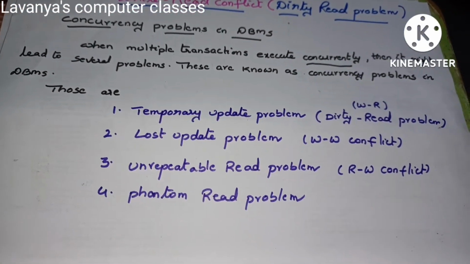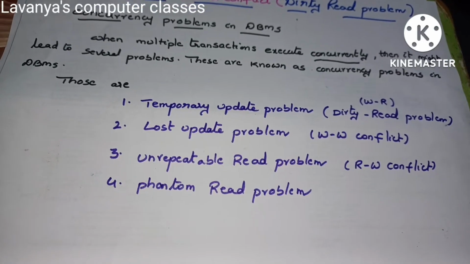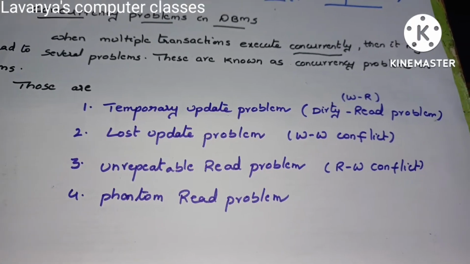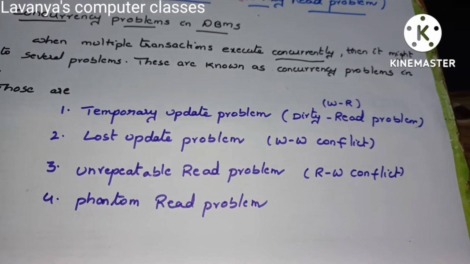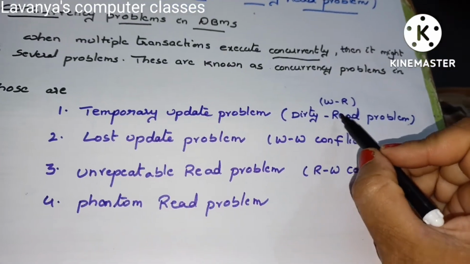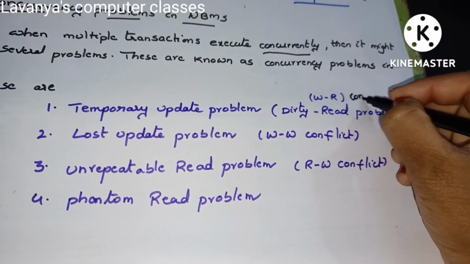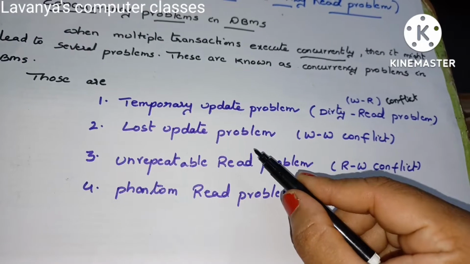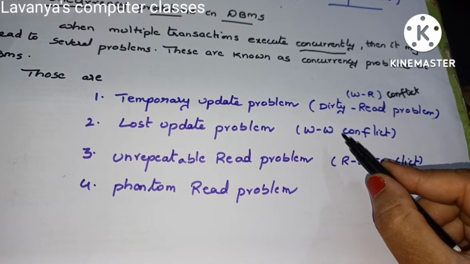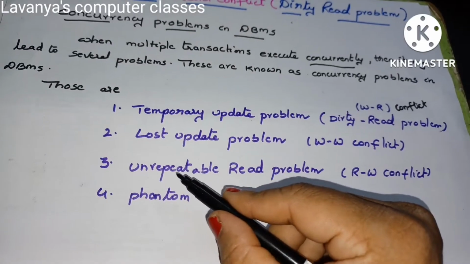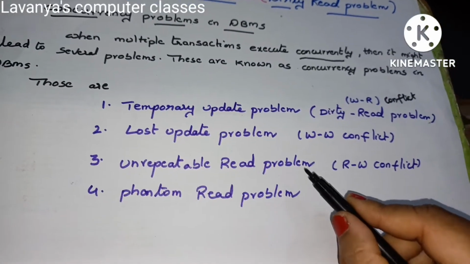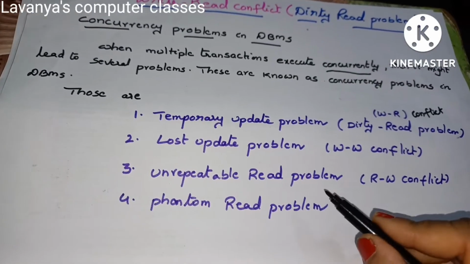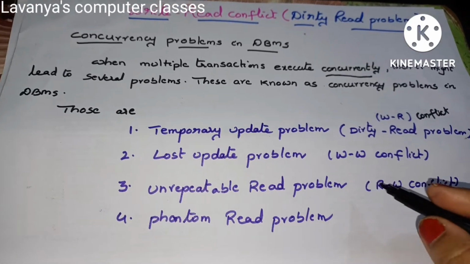So what are those problems? Here we have four problems. First problem is the temporary update problem. The temporary update problem is also known as the dirty read problem, also known as WR conflict. Conflict means problem. Second one is the last update problem, also known as WW conflict. Third one is the unrepeatable read problem, also known as RW conflict, and the phantom read problem. So these problems are known as concurrency control problems.